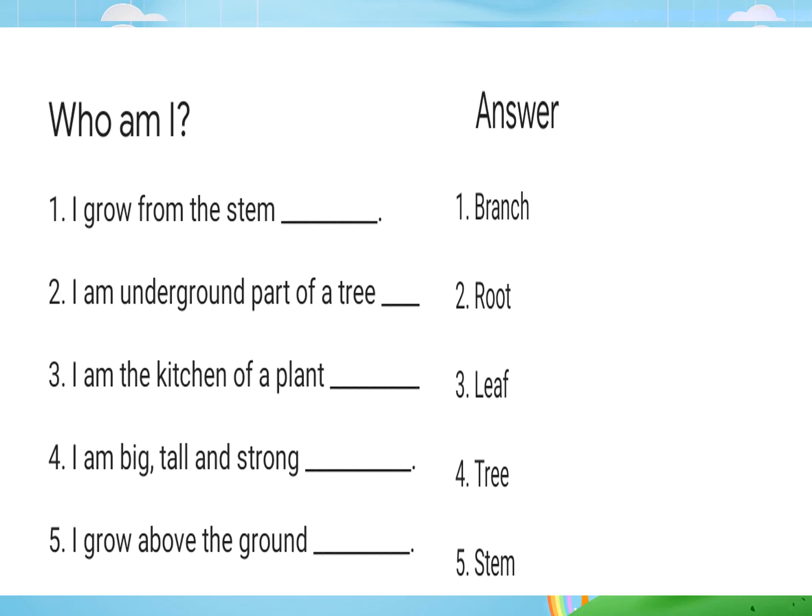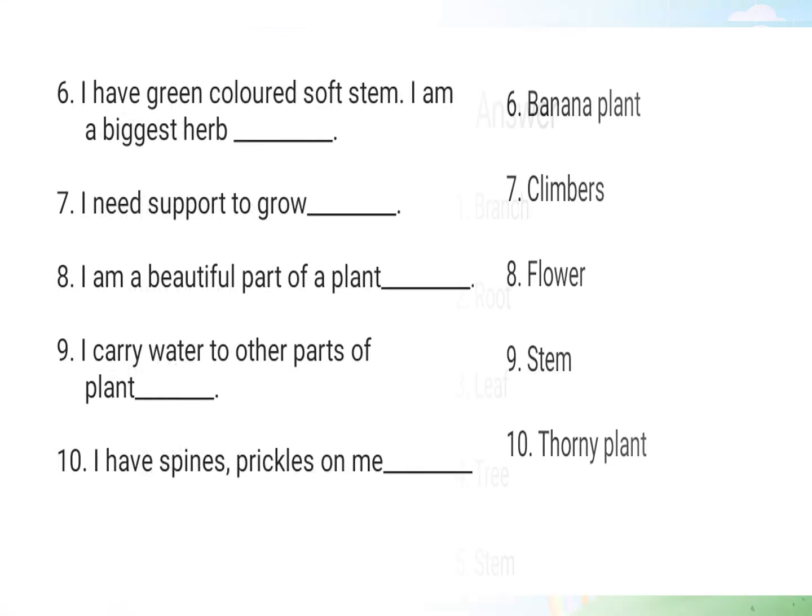S-T-E-M. Stem. Sixth one. I have green colored soft stem. I am a biggest herb. Banana plant. B-A-N-A-N-A. Banana. P-L-A-N-T. Plant. Banana plant.